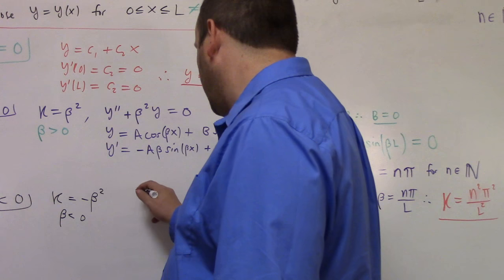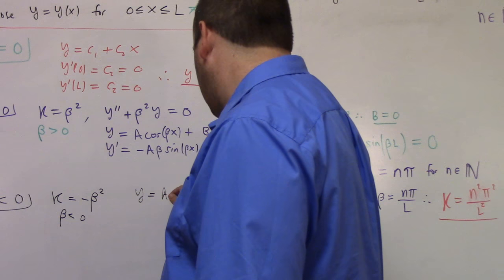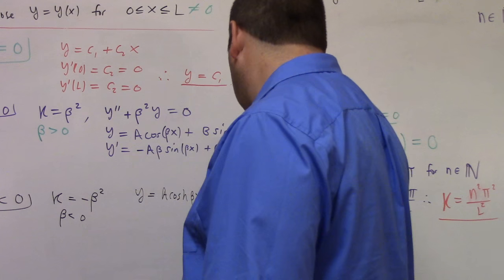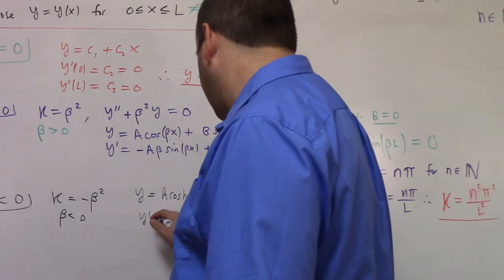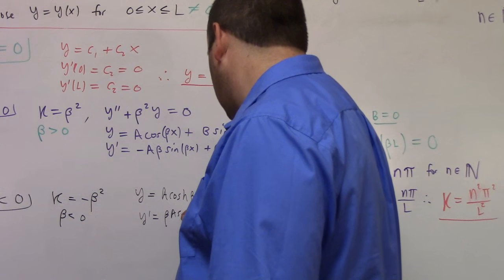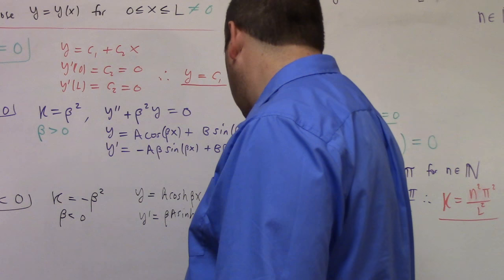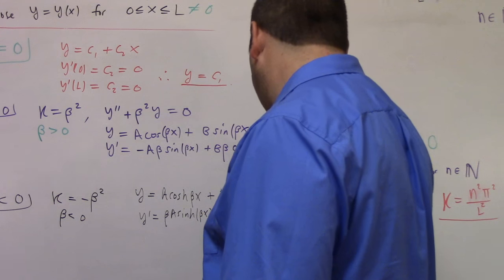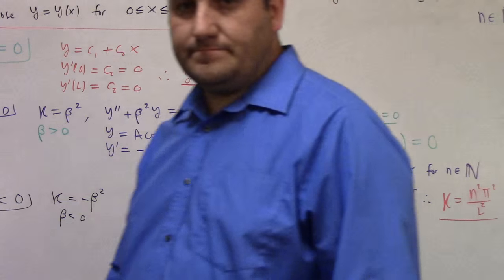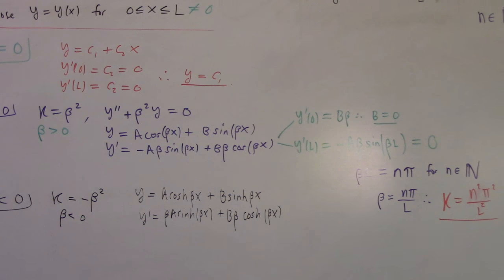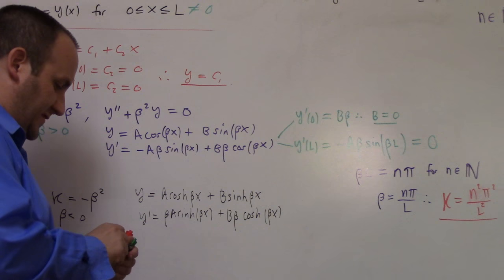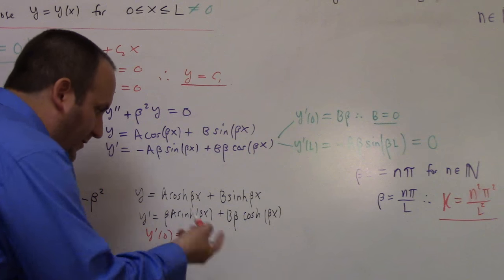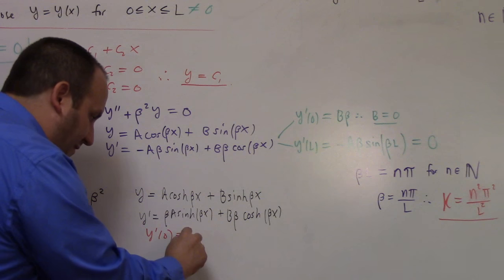So we got y equals a cosh beta x plus b sinh beta x. You differentiate that, you get y prime equals beta a sinh beta x plus beta b cosh beta x by the chain rule. And so, all right, almost done. Y prime of 0 is what? Well, that's 0, and this is just b beta.